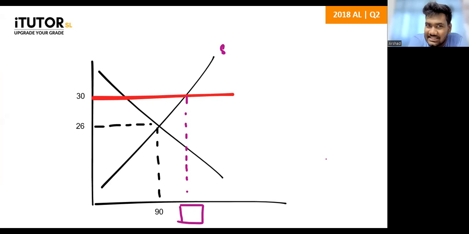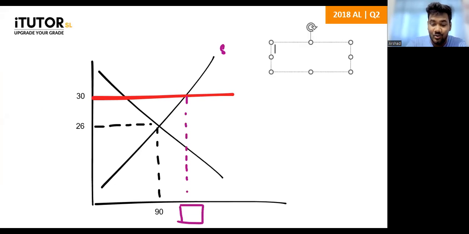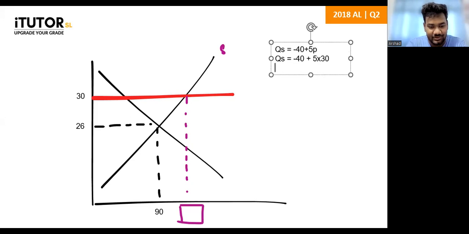How do you find this number, guys? You have the supply equation. What is our supply equation? Our supply equation is QS equals minus 40 plus 5P. So when the price is 30, how much is the quantity supplied? So QS equals minus 40 plus 5 into 30. So QS equals how much, guys? Minus 40 plus 5 into 30 is 150.